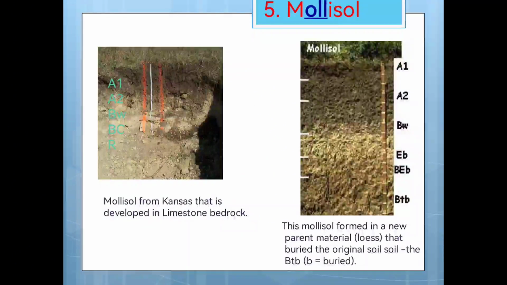So these are some of the mollisols found in Kansas that are developed from limestone bedrock, calcareous soils. And we also have another picture here, formed in a new parent material, loess, that buried the original soil.